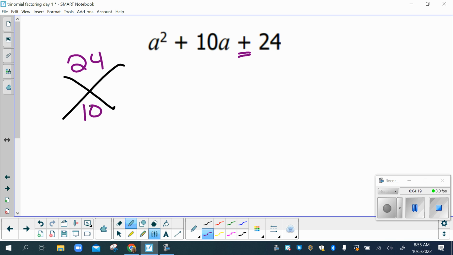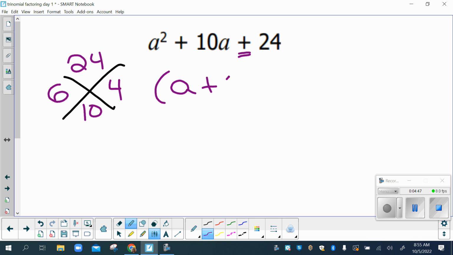That sign tells you what to do. I just kind of go backwards in my head. Multiply to be 24, add to be positive 10. You got it? 6 and 4. The only thing that's tricky here is if you're not great at your multiplication tables, sometimes this is a pain, right? So if you got 6 and 4, you are awesome. You're going to drop that into your parentheses, and this is factored.